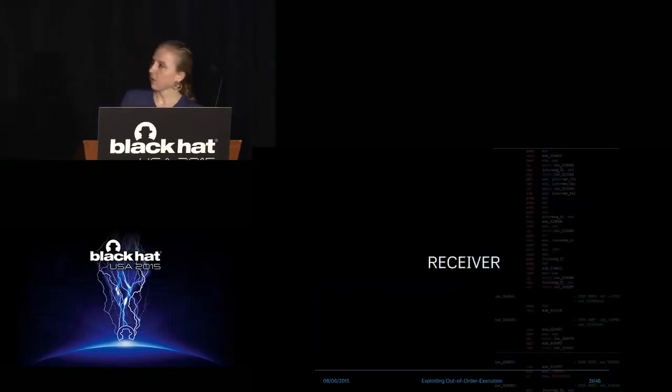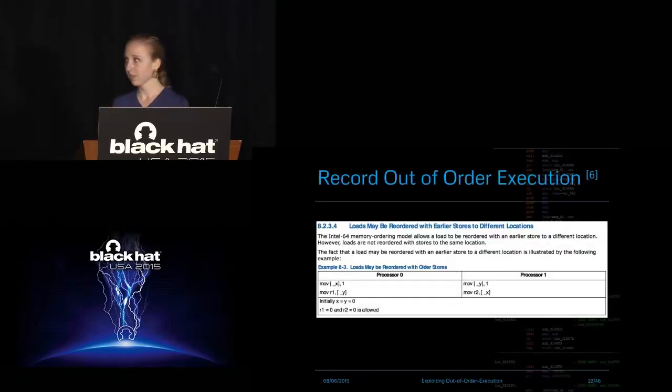So to receive information or to receive artifacts from the pipeline, we want to be able to record out-of-order executions. So we want to be able to know when the processor reordered the instruction sets that we gave it based on the returning values. So like any good presentation, we have a picture of the Intel manual. And basically, this is just telling us that the out-of-order execution case is possible by giving us this simple example.